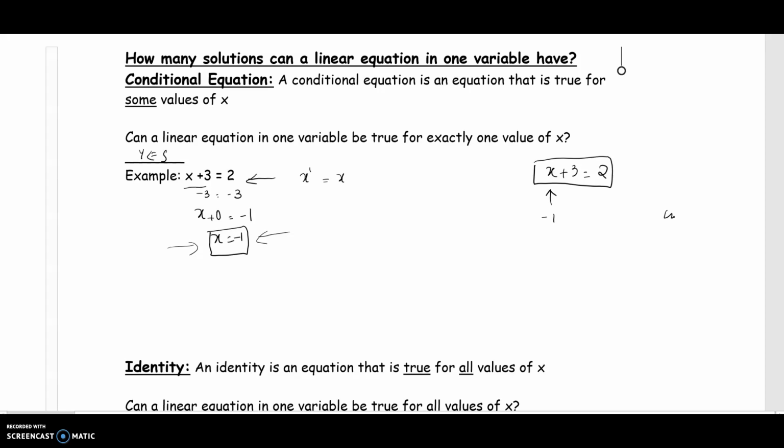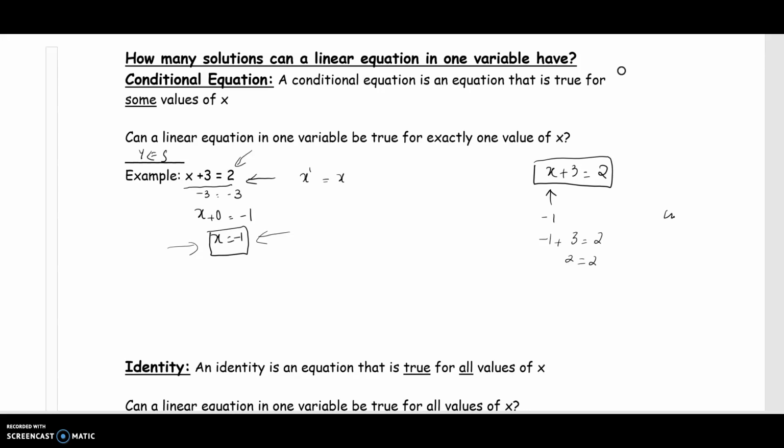Suppose we have x plus 3 equals 2. This equation works, or is valid, only when x equals -1. So it works only if I plug in x equals -1. So -1 in for x plus 3 equals 2. 3 minus 1 is 2, so 2 equals 2. So if I plug in x equals -1, the equation works. And x equals -1 is one solution to the equation x plus 3 equals 2.